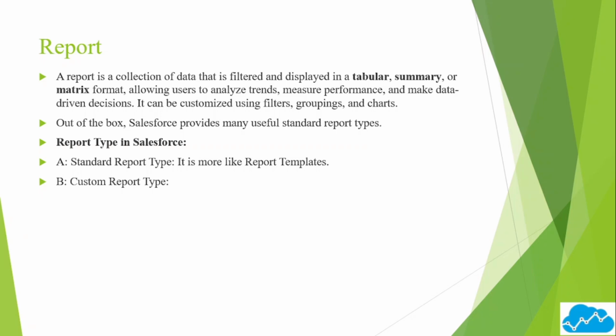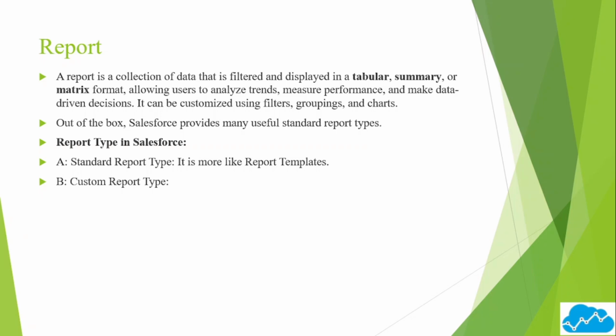Reports are summarized information of an object and displayed in rows and columns. It can be customized using filters, groupings, and charts. Reports are the list of records that meet certain criteria we define. Every report is stored in a folder, and a folder can be public, hidden, or shared and can be set to read only or read write mode.